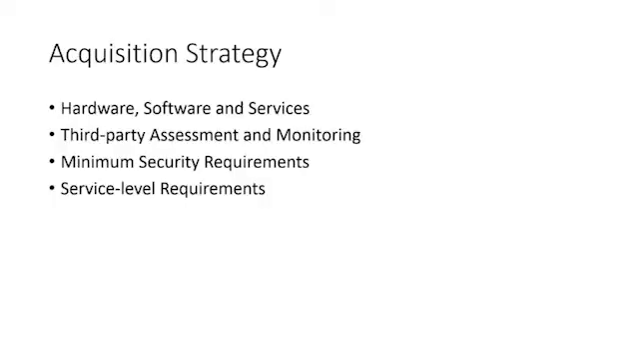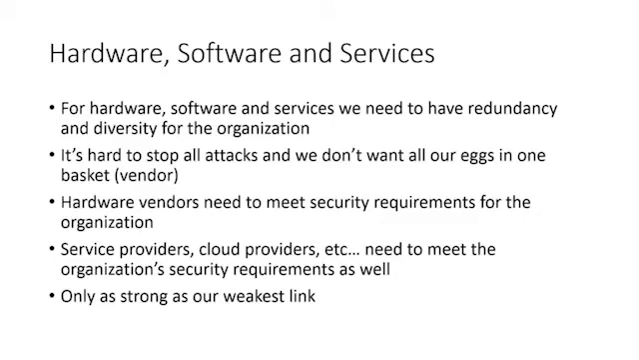Now let's talk about acquisition strategy. When we talk about acquisition strategy, we're going to talk about hardware, software, and services, third-party assessment and monitoring, minimum security requirements, and service level requirements. For our hardware, our software, and our services, we need to have redundancy, that fault tolerance in our organization. Having diversity in our organization is a good idea as well.